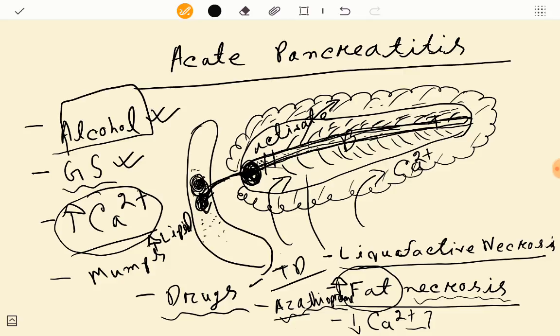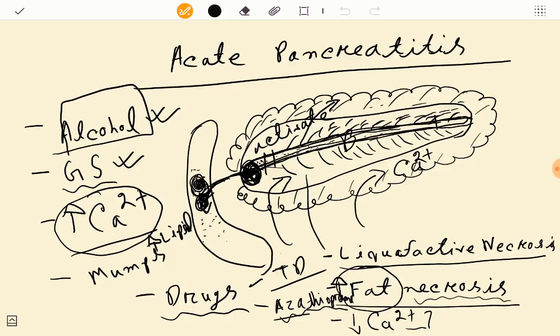So these are the few facts you have to know, the risk factors: alcohol, gallstone, hypercalcemia, hyperlipidemia, mumps, and drugs, thiazide diuretics and azathioprine. And now let's talk about clinical features. So what are the clinical features?